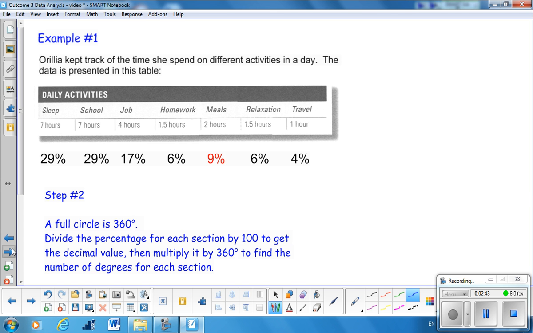A full circle is 360 degrees. We need to find how many of those degrees we need to use for each of her daily activities. So we're going to divide the percentage of each section by 100 to get the decimal value, and then multiply it by 360 to find the number of degrees for each section.